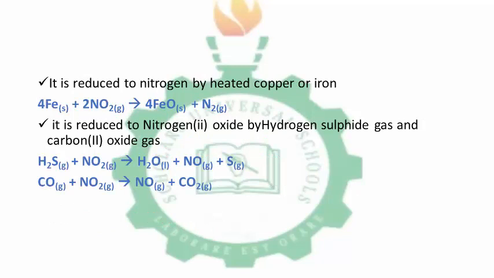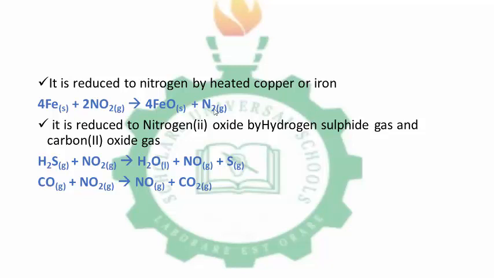Now it is reduced to nitrogen by heated copper or iron. This is iron, for example, reacting with the gas to form iron 2 oxide and also liberating nitrogen gas. This shows that NO2 gas behaves as an oxidizing agent when made to react with heated metals.